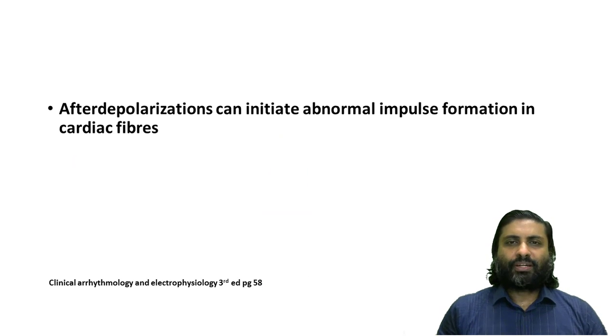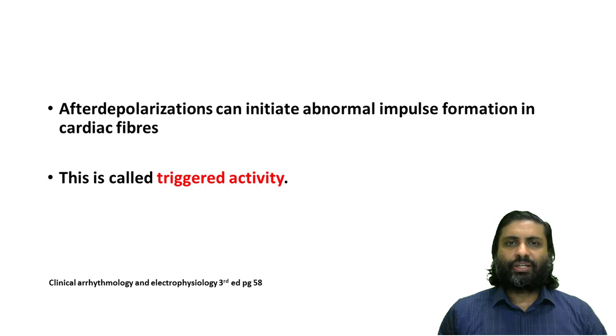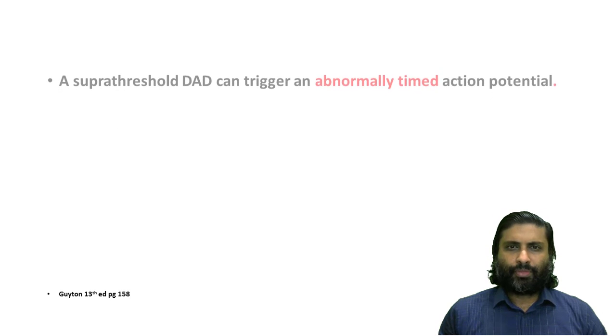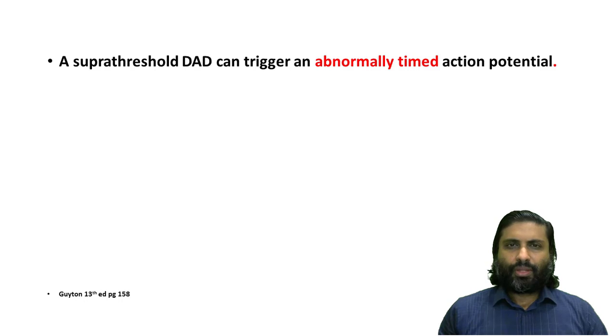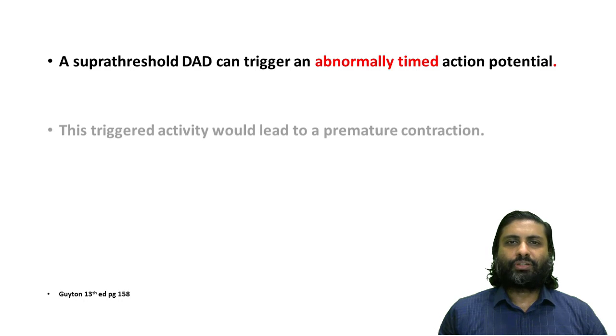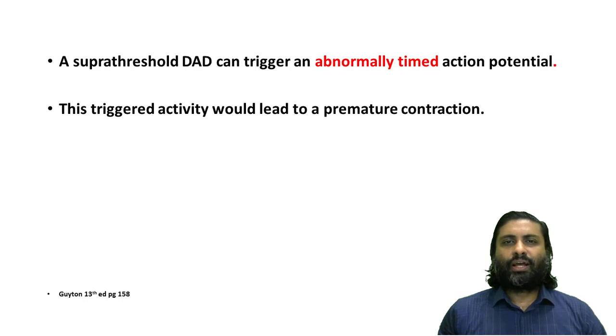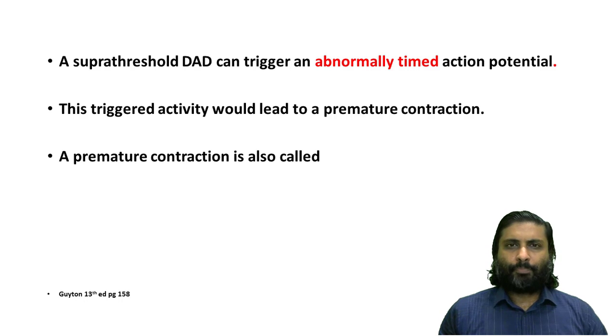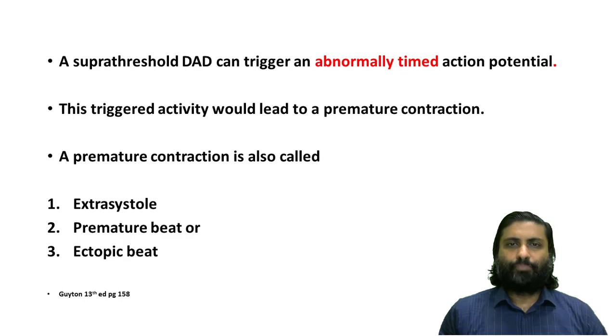So, after depolarizations can initiate abnormal impulse formation in the cardiac fibers, and this phenomenon is called triggered activity. So, a suprathreshold delayed after depolarization triggers abnormally timed action potentials, and this triggered activity can cause premature contractions. A premature contraction is also called an extrasystole or an ectopic beat, or simply a premature beat.